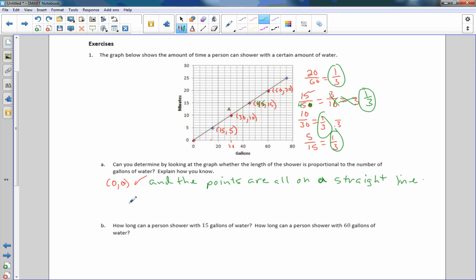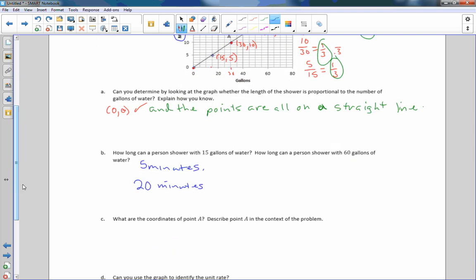B says, how long can a person shower with 15 gallons of water? So gallons is down here. Here's 15. And so 15 gallons of water will give me, so the person can shower for 5, and they labeled this nicely, minutes. Okay? How long can a person shower with 60 gallons of water? 60 gallons is here. The y is 20 minutes with 60 gallons of water.